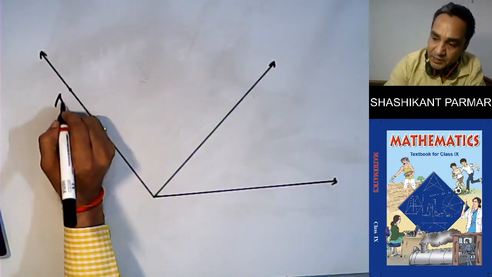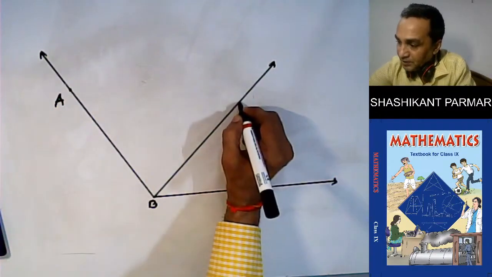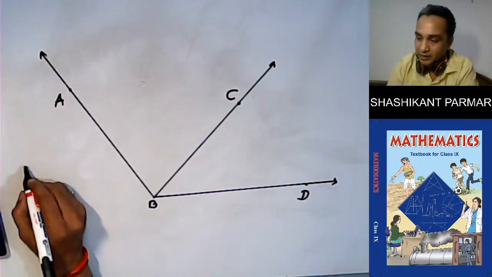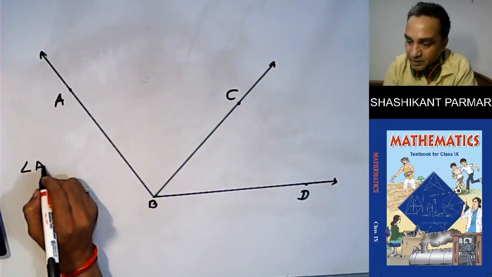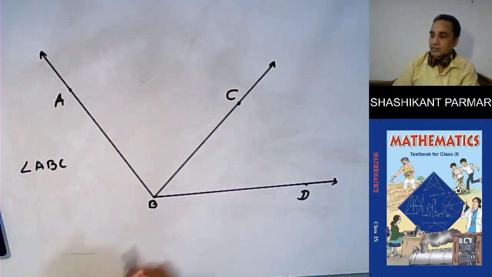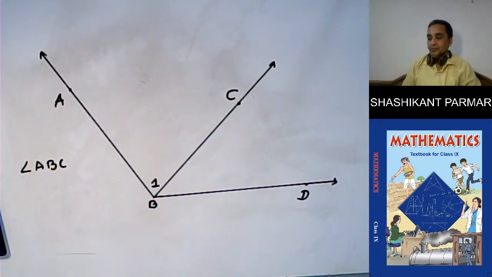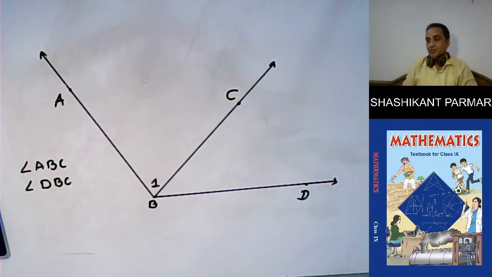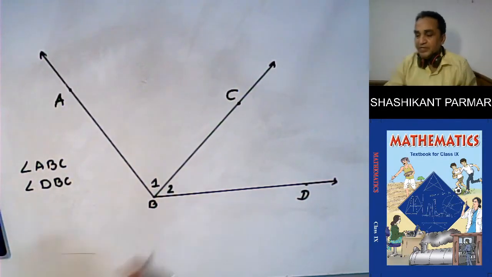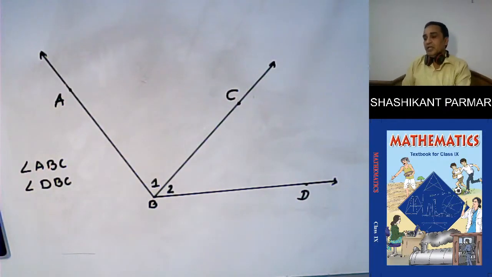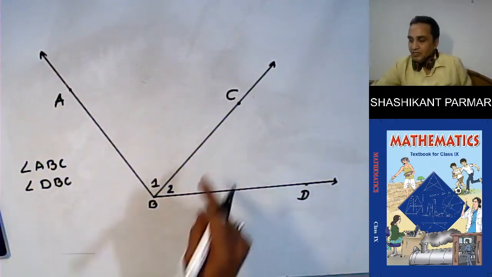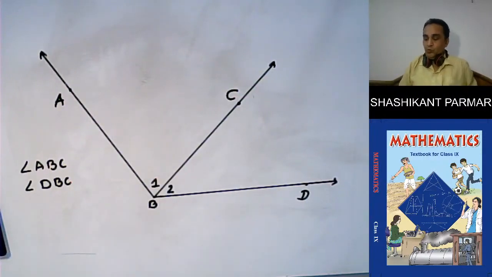Two angles: angle ABC and angle DBC. Understand very well. Okay. The first angle ABC, let it be denoted by 1, and DBC, let it be denoted by 2.